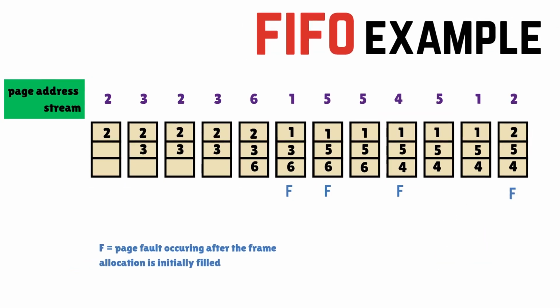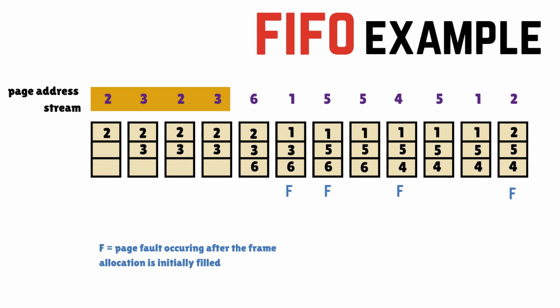Now let's look at the page address stream. The first four addresses are the same, so we just insert the number accordingly. Then we insert page address number 6. The longest address will be removed, which is 2. So we remove 2 and insert 1. Then followed by 5. Now we remove 3.